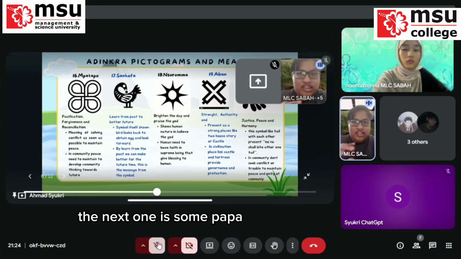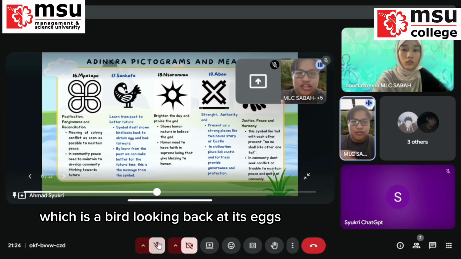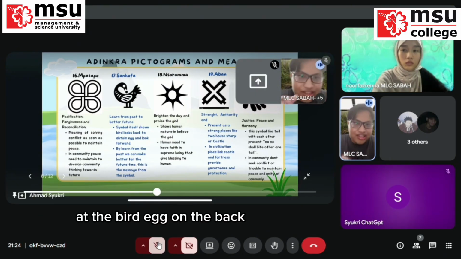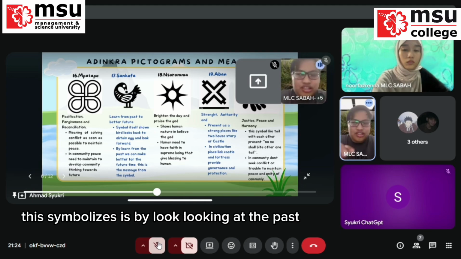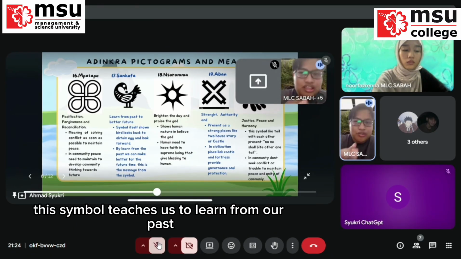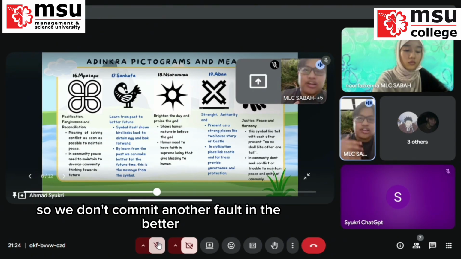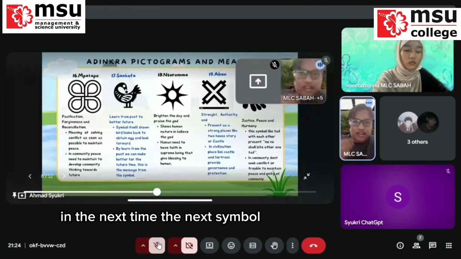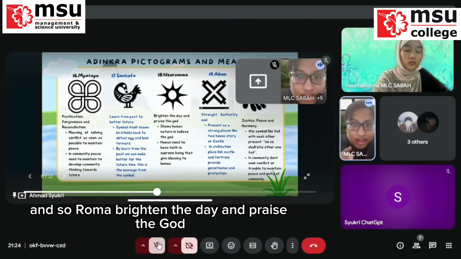The next one is Sankofa. It symbolizes a bird looking back at its eggs on its back. This symbolizes that by looking at the past, we can build a better future. This symbol teaches us to learn from our past so we don't commit the same fault next time.